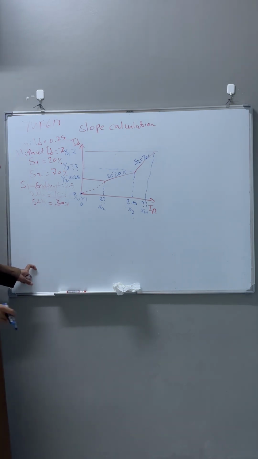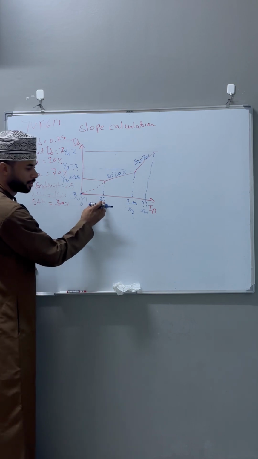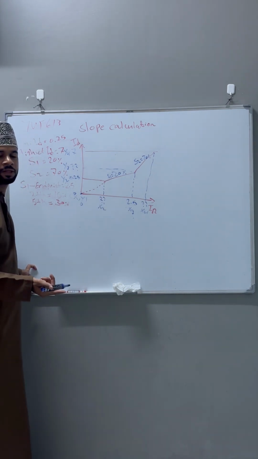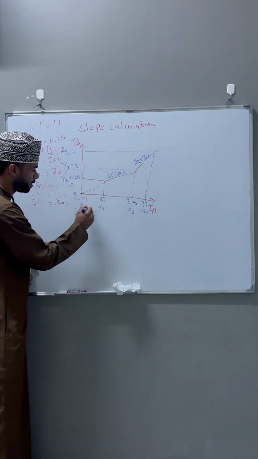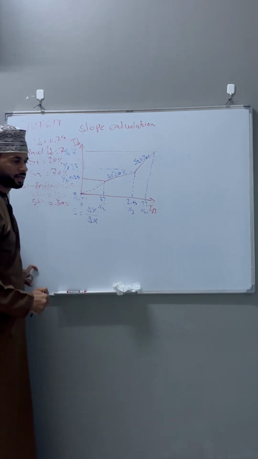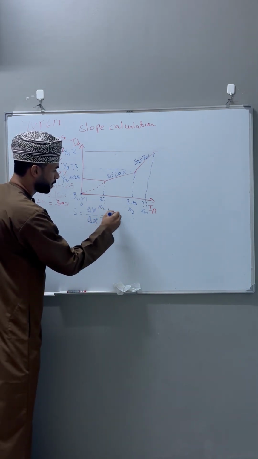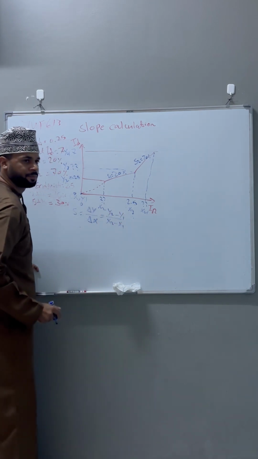Clear? So now let's calculate the first point, this point. Okay, I need to calculate this point. We can calculate it simply by using the slope equation. So the slope will be equal to what? Delta y by delta x. Okay, and delta y is equal to what? It is y2 minus y1, and x2 minus x1.